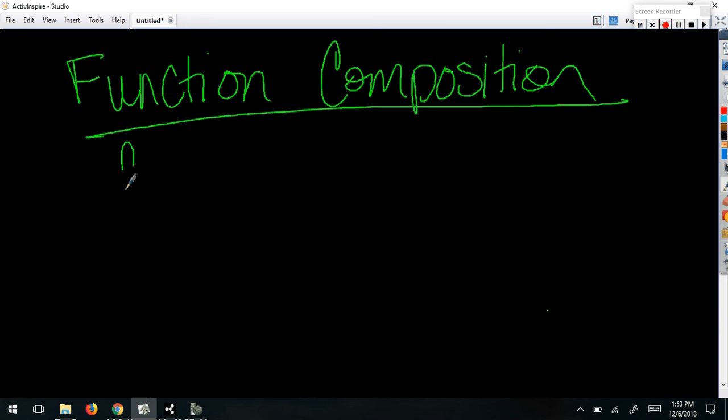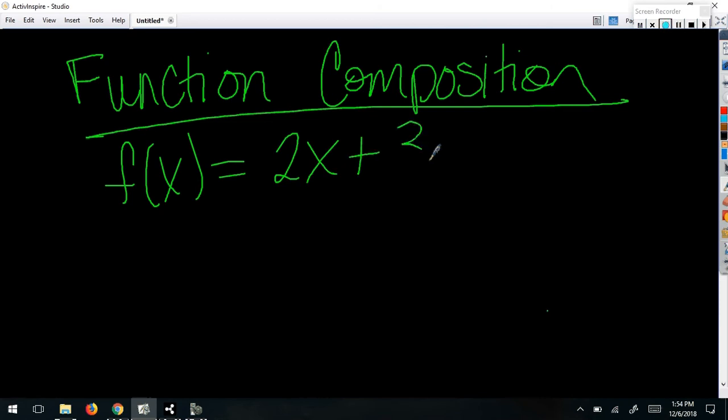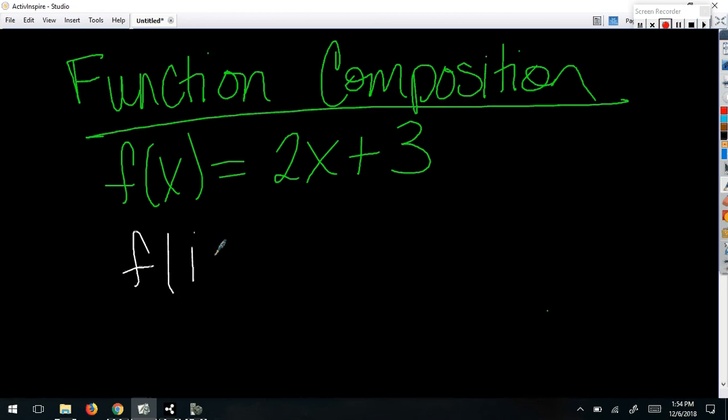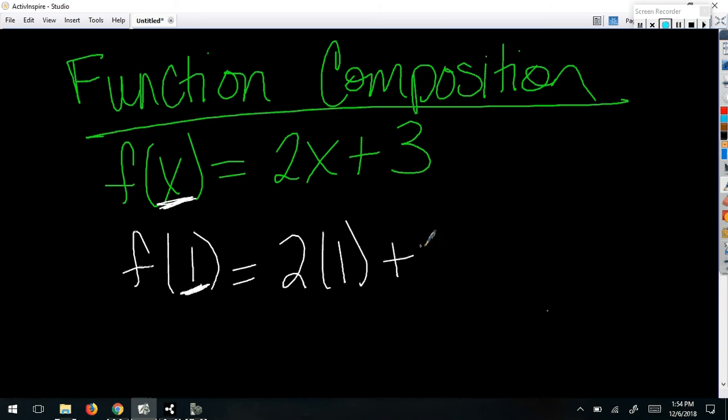If I told you that f of x equals 2x plus 3, we'll start out easy. And then I asked you what was, let's say, f of 1. What does that tell you to do? Substitute the 1 for the x. That tells you that whatever is in parentheses, that's what goes in for the x, right? So it's not x, it's 2 times 1 plus 3, right? You guys have done that before.